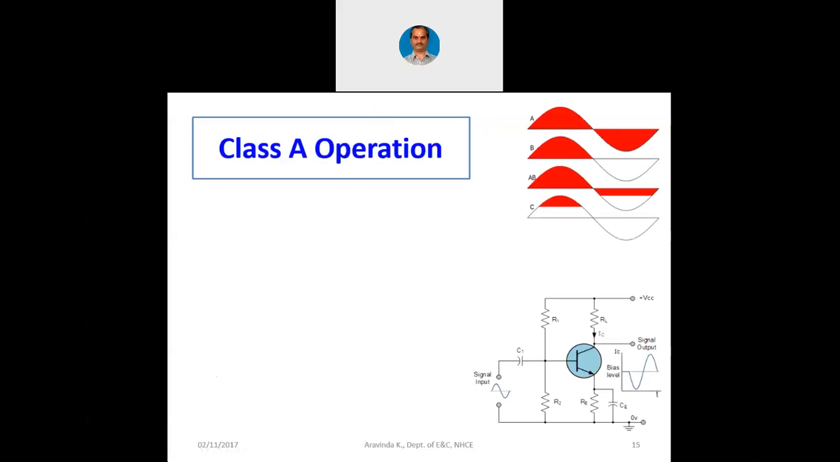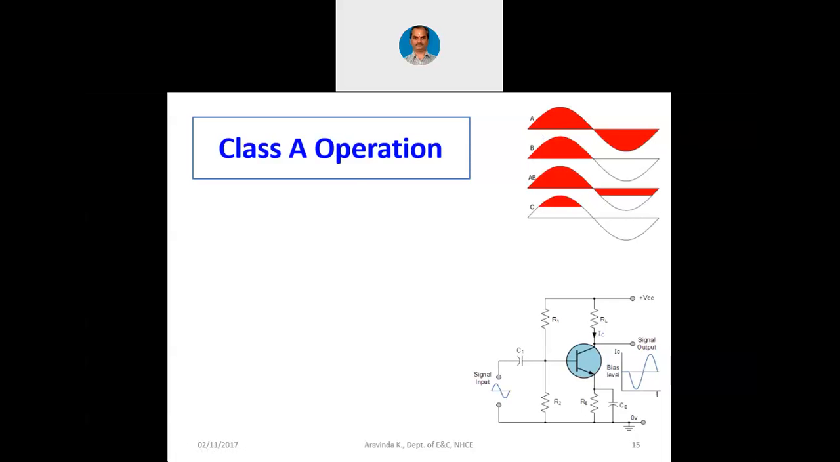So let us proceed with this class A operation. At the right side you can see class A means the complete 360-degree cycle is available at the output. Class B means only 180 degrees. Class AB means in between 180 and 360. Class C means less than 180. You can see that in the diagram at the right side, where it is beautifully indicated.